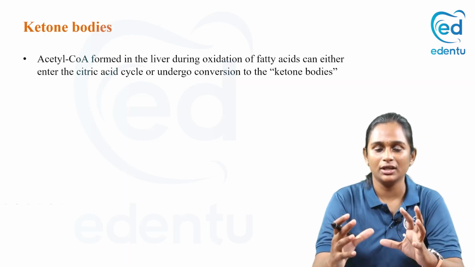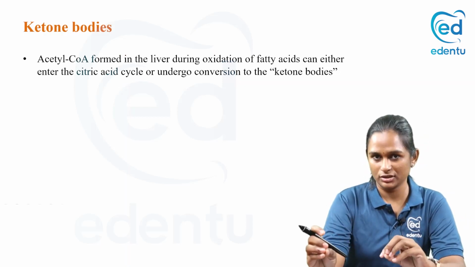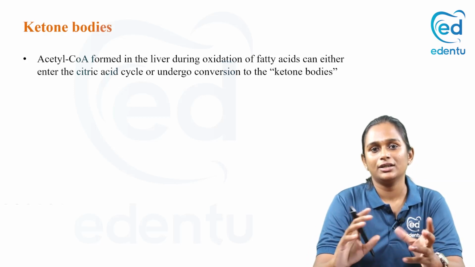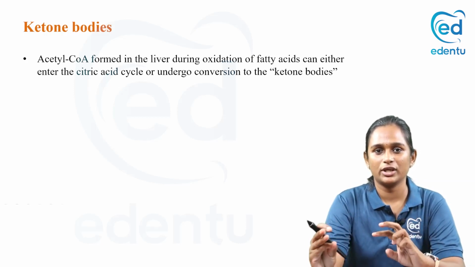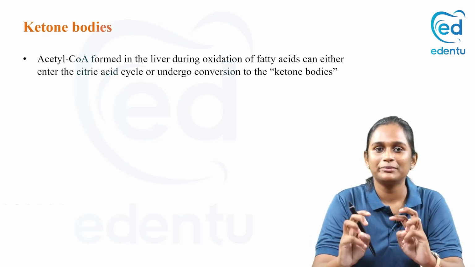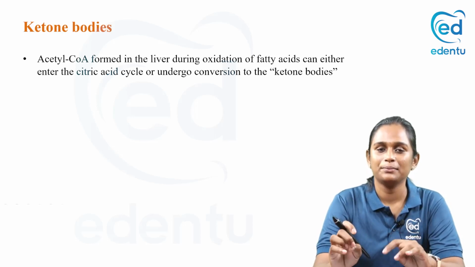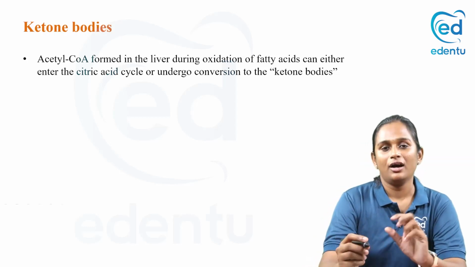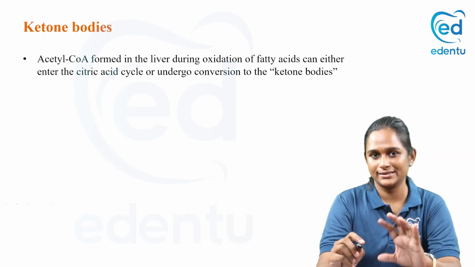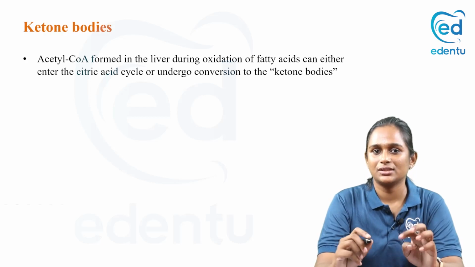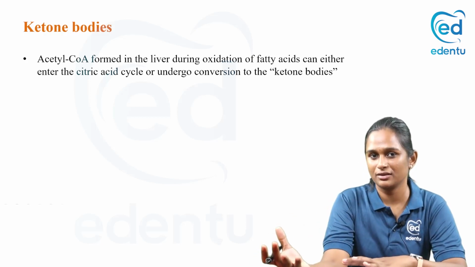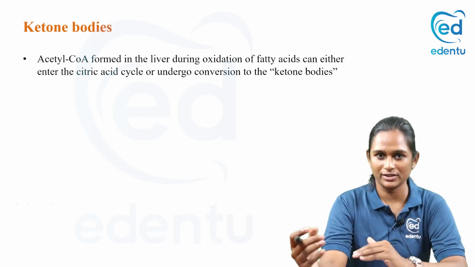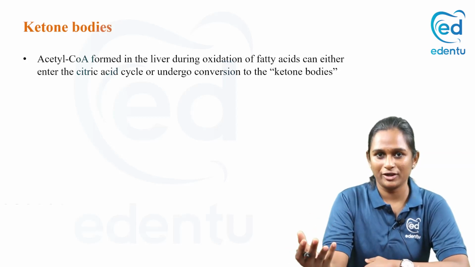The question can be, which among the following is a functional ketone body? The options can be acetyl-CoA, palmitic acid, retinyl palmitate and acetoacetate. Or the question can be asked this way: all of the following are ketone bodies except acetone, acetoacetate, beta hydroxybutyrate, acetyl-CoA. So acetyl-CoA is the wrong answer. These three ketone bodies you have to remember.